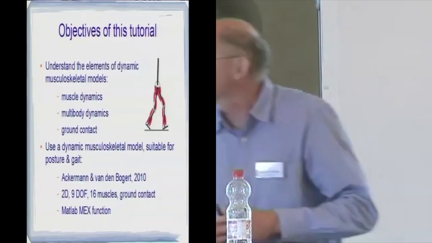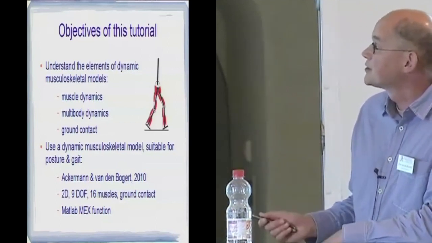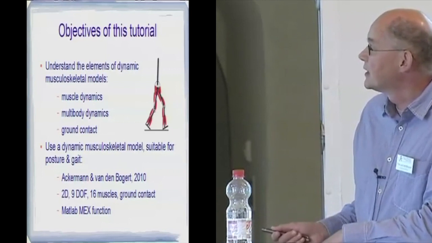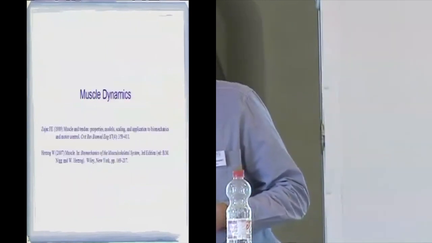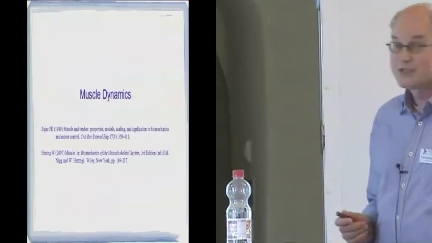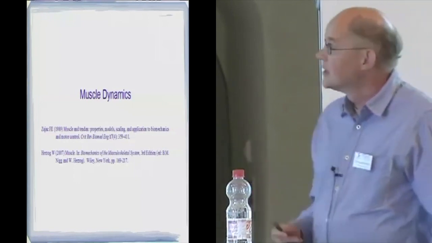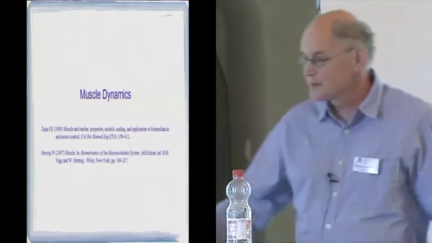So the objective is to understand the elements of dynamic musculoskeletal models, which are muscle, multi-body dynamics, and ground contact. And then you can use that to solve all sorts of problems. So first of all, muscle dynamics. I'm giving you two references here that I tend to use. The first one is Zajac's article from 1989, and the other one is a textbook chapter, which is more from the biological side, but also has very useful information about muscle properties.